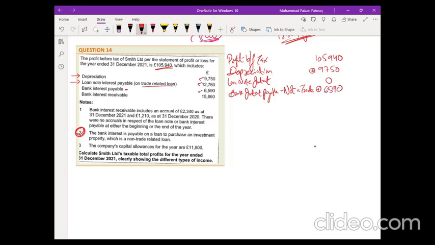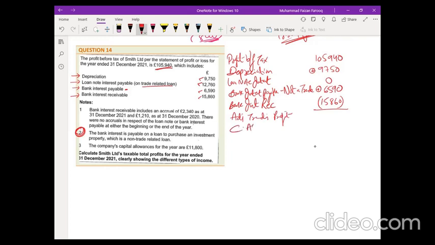Okay, and what else? Bank interest receivable can never be part of this, because interest income can never be part of trading income. So it will be subtracted, deducted, because interest was already added, so we have to remove it. And do you see there is a capital allowance in this question or no? Yes. This will be known as adjusted trading profit.